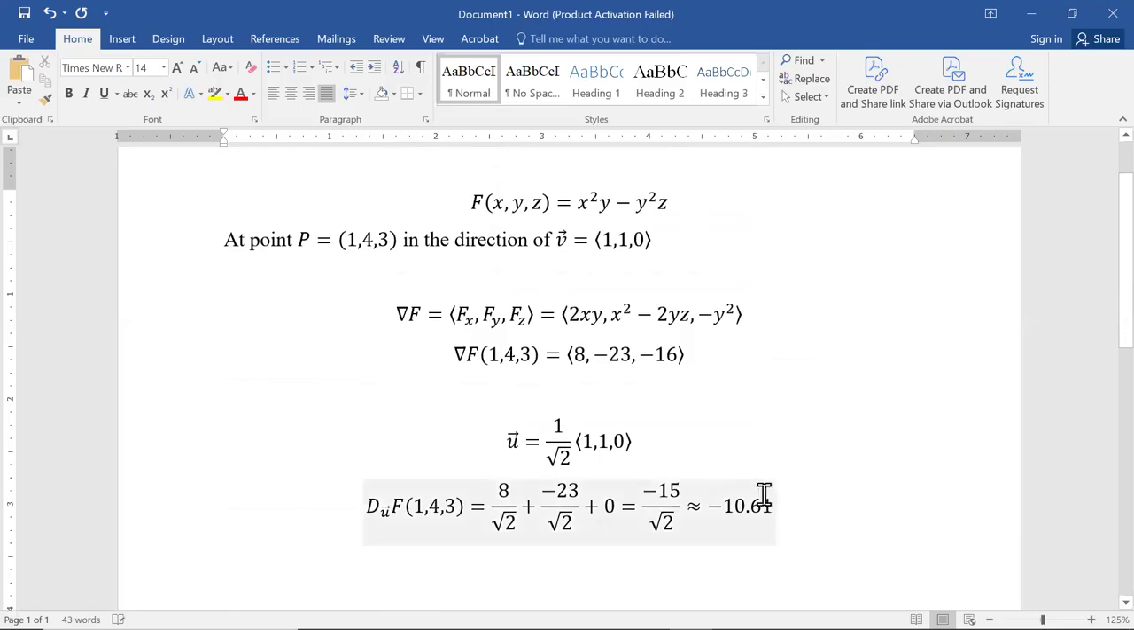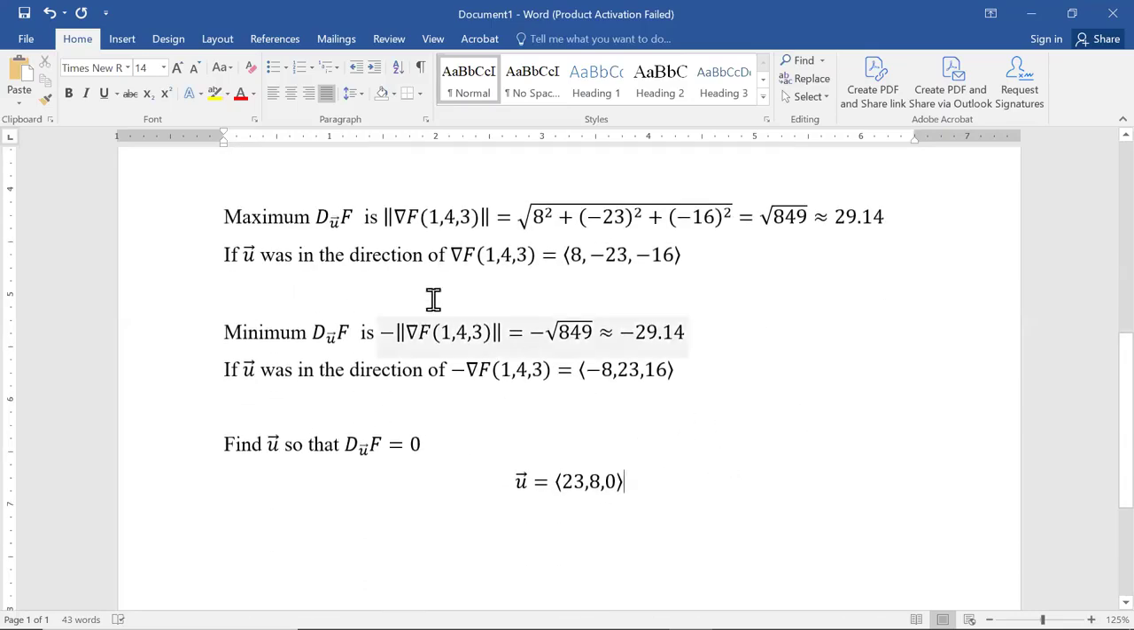I know we were only asked to do this part, find the directional derivative, but I ended up doing all of that as well.